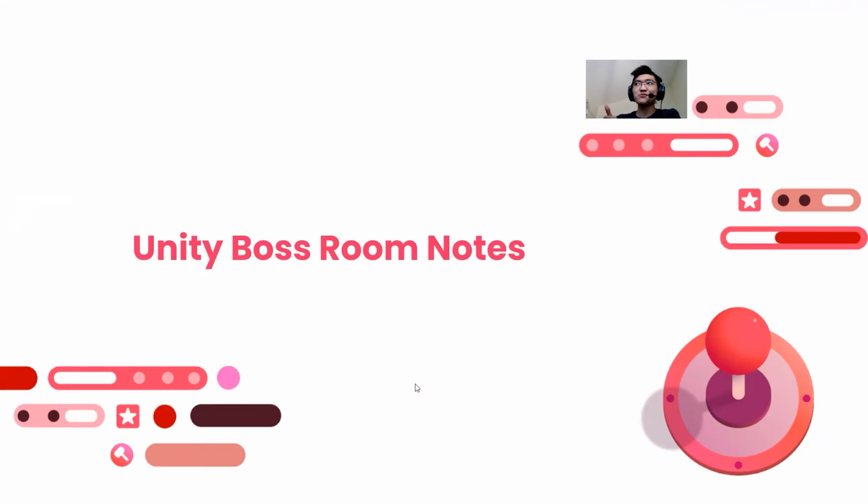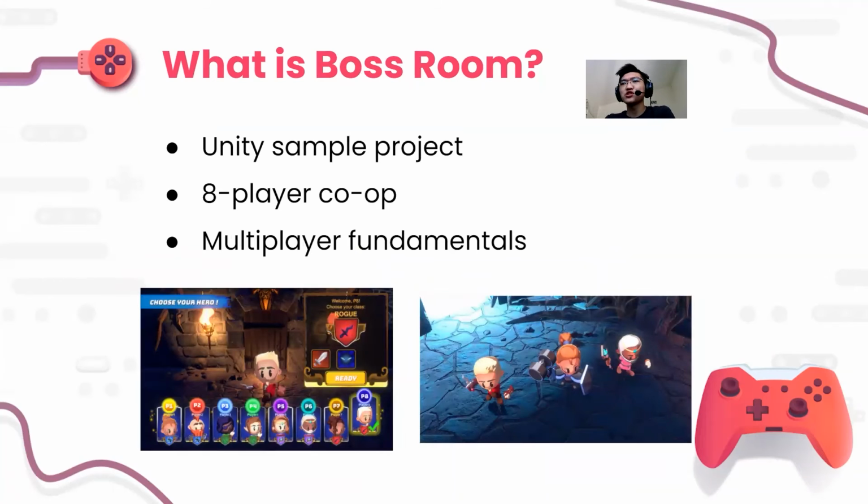Okay, so now for the last part, we're going to be diving into what a good example of using all of these things that we talked about looks like. This is Unity's sample project called Boss Room, which has a lot of Netcode best practices built into it. So it's a really great example for getting started and learning how you're supposed to architect a multiplayer game.